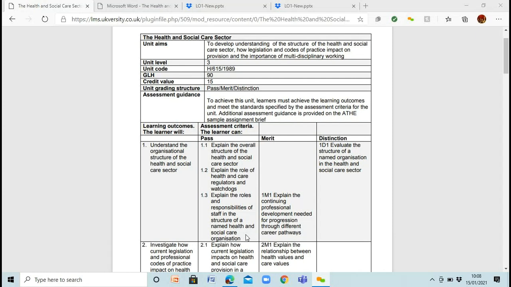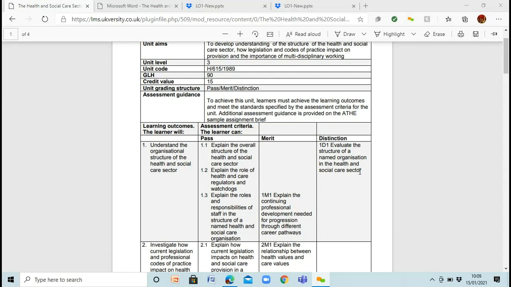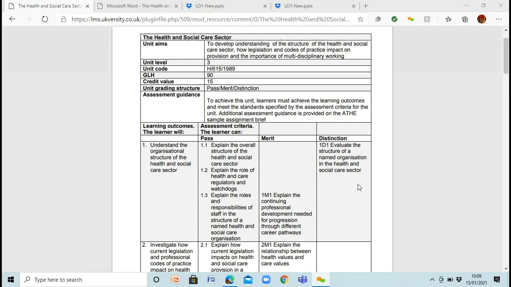If you're wanting to do a merit grade, you need to do all three pass questions along with this one here, 1M1: explain the continuing professional development needed for progression through different career pathways. And then we have a distinction question. If you wanted to go for the distinction grade within your qualification, you would need to do all of your pass, all of the merits, and all of the distinctions throughout this unit. The distinction question is, evaluate the structure of a named organization in the health and social care sector.